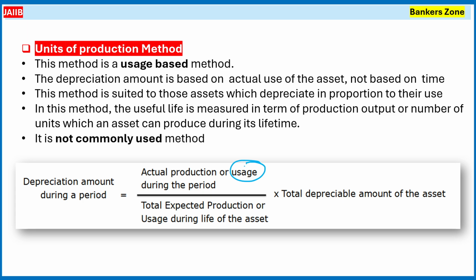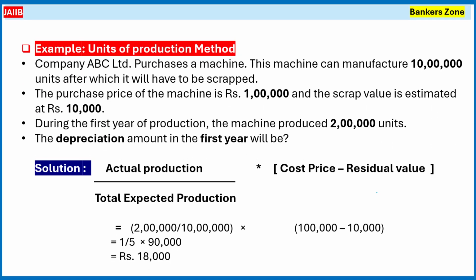The usages done during that period upon usages during total life of this asset, multiply with depreciable amount. Okay. So don't worry about this formula. When you go through the problem, you will get a better idea.